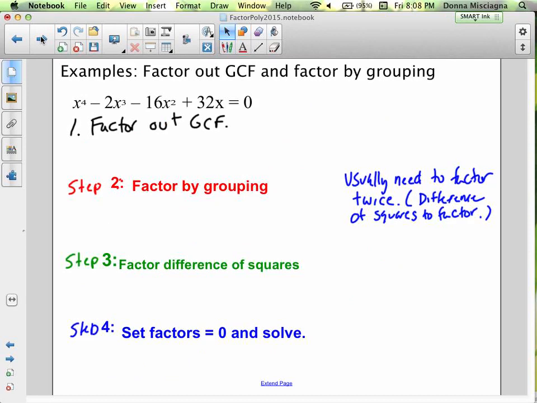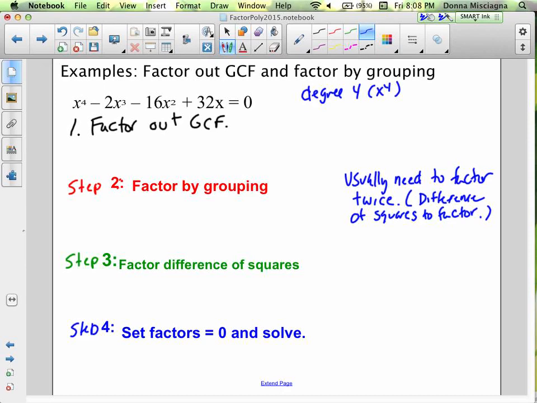All right, so here we have not degree 3, but degree 4. We have an x to the 4th, and we have another step 1. So factor out the greatest common factor. We have a greatest common factor to factor out before we do anything else. Notice that every one of those terms is divisible by an x. So let's factor that out first.